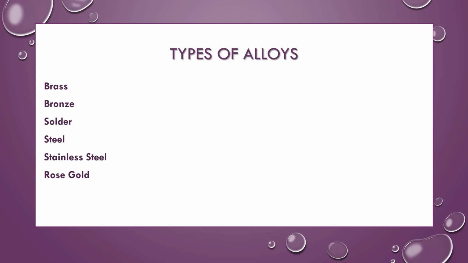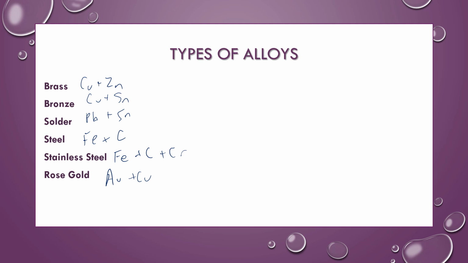So let's go over some common alloys. You don't have to memorize these, but they are some good ones to recognize. Like brass is an alloy of copper and zinc. Bronze is copper with tin. Solder, like if you're soldering something together, is usually lead with tin. And then steel is usually iron with carbon, and stainless steel is iron with carbon and chromium. And then finally, rose gold, we have gold, of course, and there is some copper to give it that distinct color. So these are just some common ones that show up a lot.